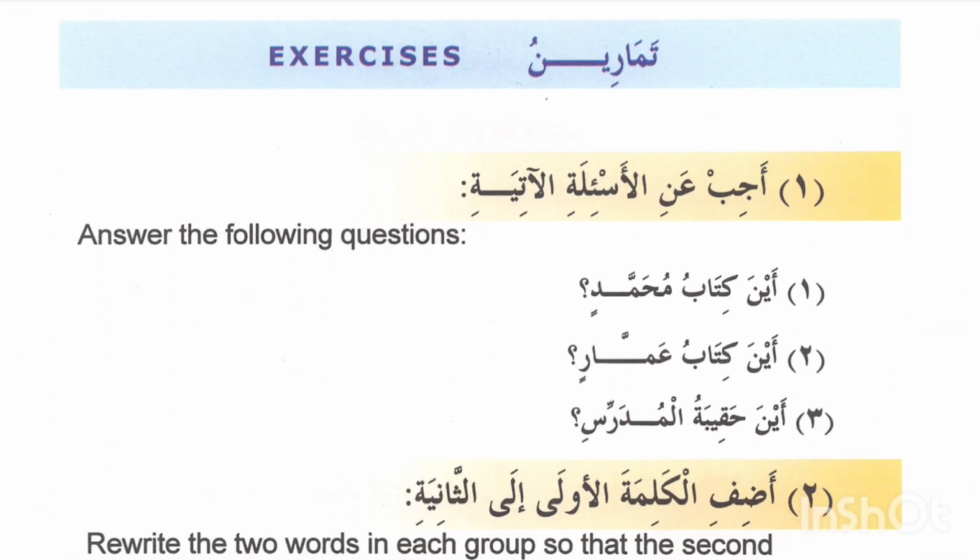تمارين exercises. أجب عن الأسئلة الآتية. Answer the following question. أين كتاب محمد? Where is Muhammad's book? هو على المكتب هناك. It is on the table there. أين كتاب عمار? Where is Ammar's book? هو على مكتب المدرس. It is on the teacher's table. أين حقيبة المدرس? Where is the teacher's bag? هي تحت المكتب. It is under the table.